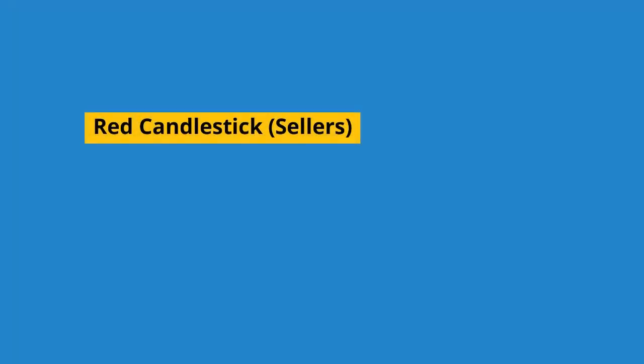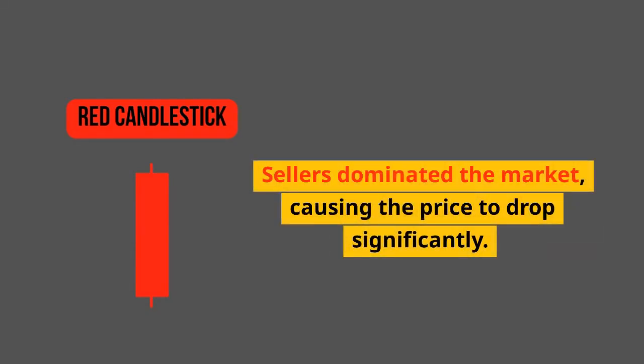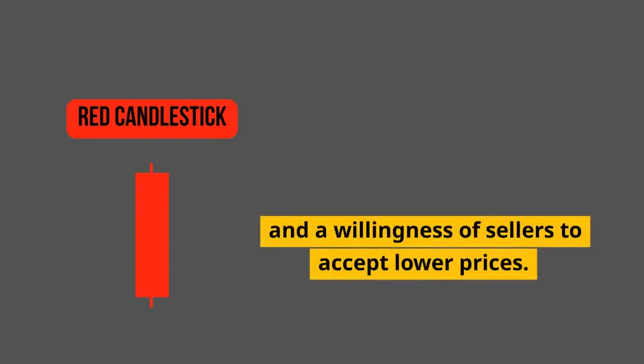Red candlestick, sellers. A long red body represents strong selling pressure during the time frame. Sellers dominated the market, causing the price to drop significantly. The closing price is much lower than the opening price, indicating an increase in supply and a willingness of sellers to accept lower prices.